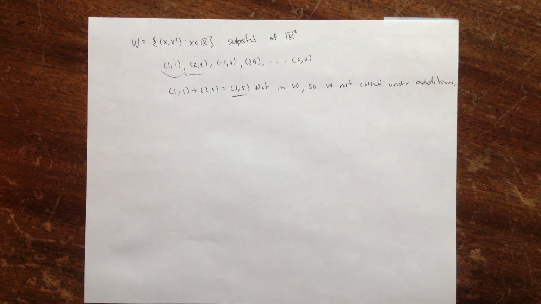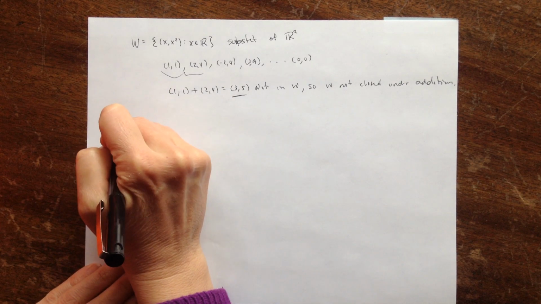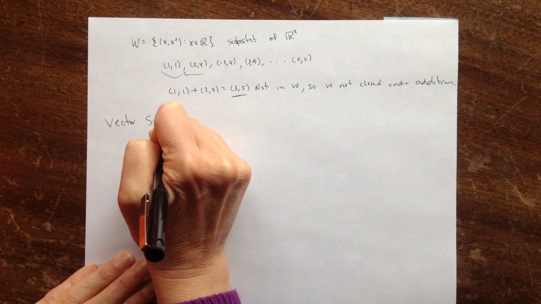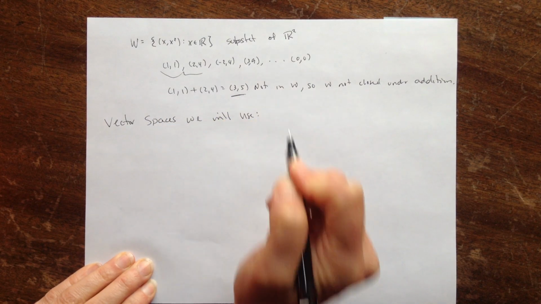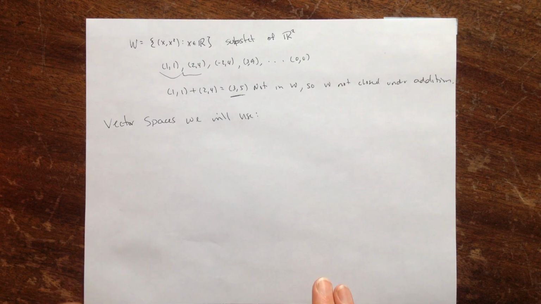So the subspace test makes it easier if your set that you're looking at is being pulled from a known vector space. So it's good to know some vector spaces that we'll use, and there are essentially three.